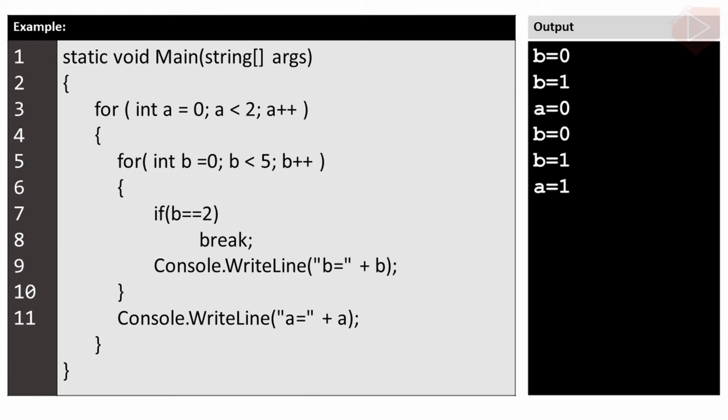Here is an example of a nested loop with a break statement inside the inner loop. In this example, every time that b is equal to 2, it will break the inner loop, but the outer loop will continue to iterate as long as the condition is true. This is how this program works.